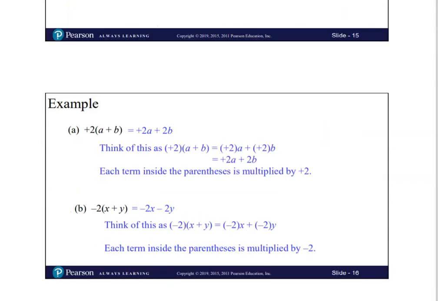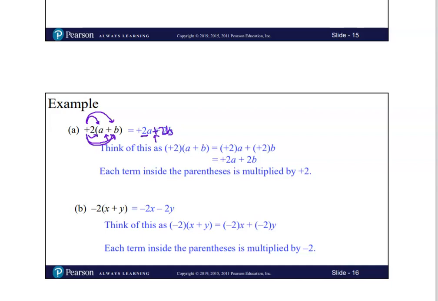inside the parentheses. So when we look at this example here, we've got a positive 2 that we're going to multiply by both the terms inside the parentheses. So 2 times your A gets you 2A. 2 times your B gets you 2B. And since this was a positive in between, it's going to stay positive because it's positive 2 times a positive B, which is going to give you your plus 2B here.